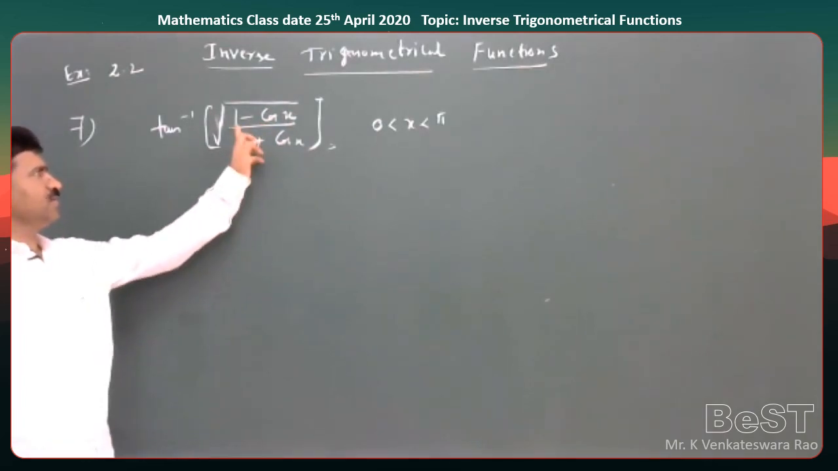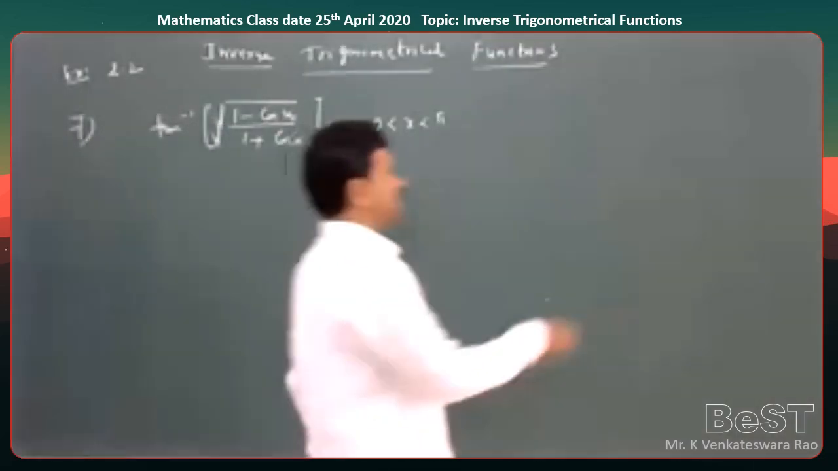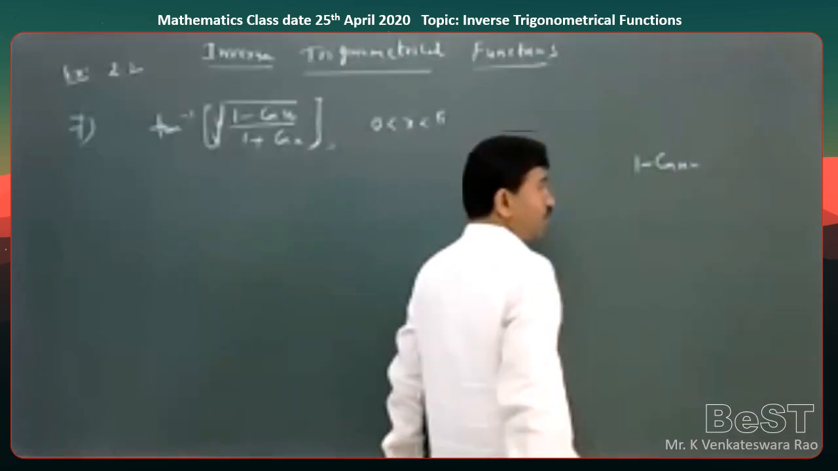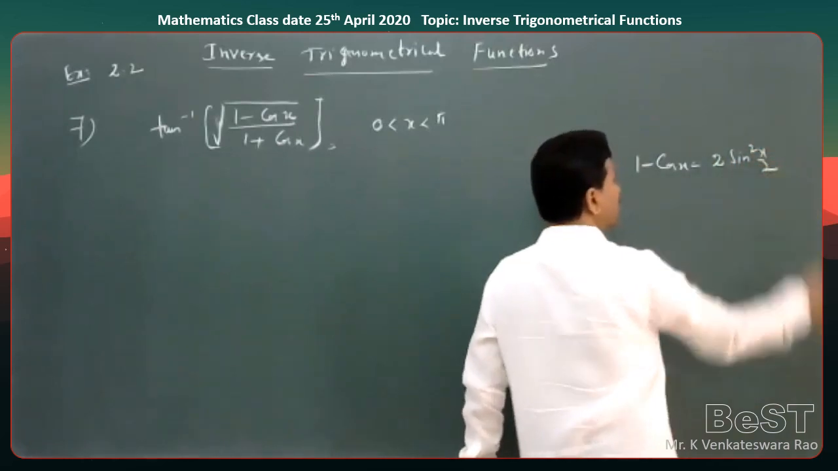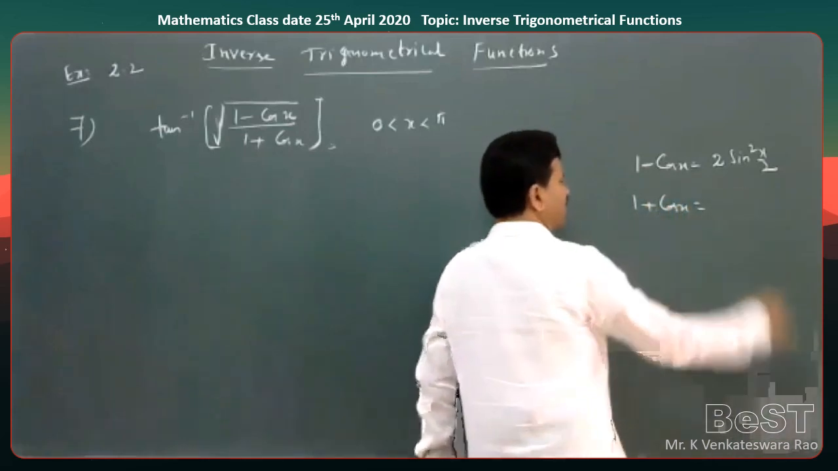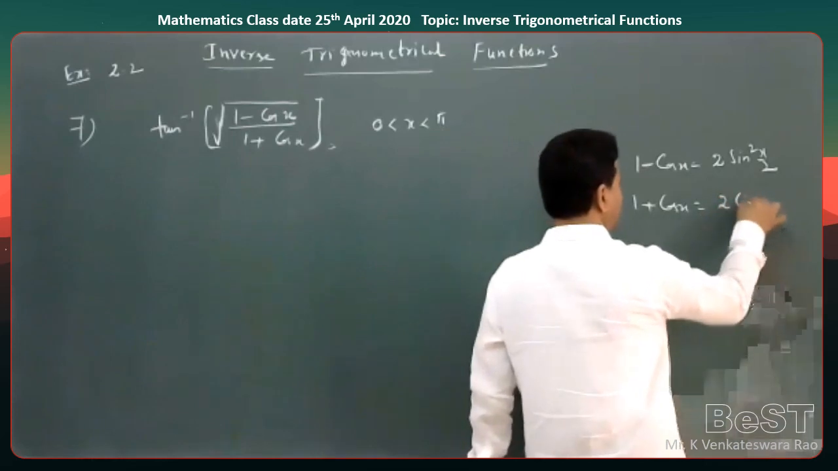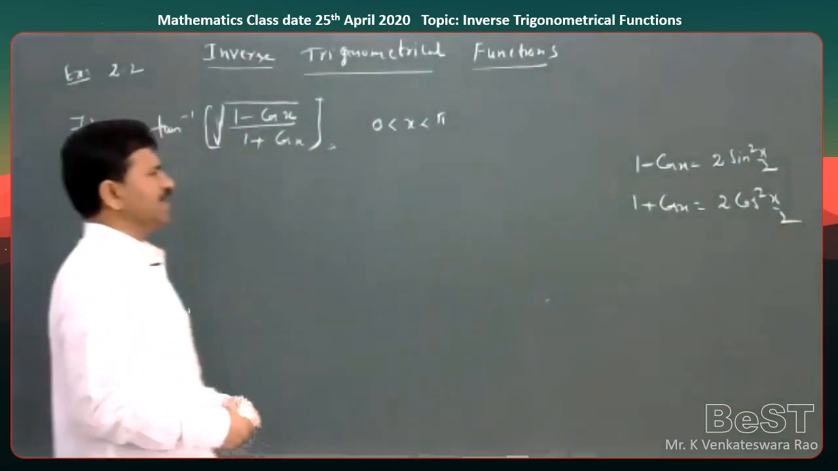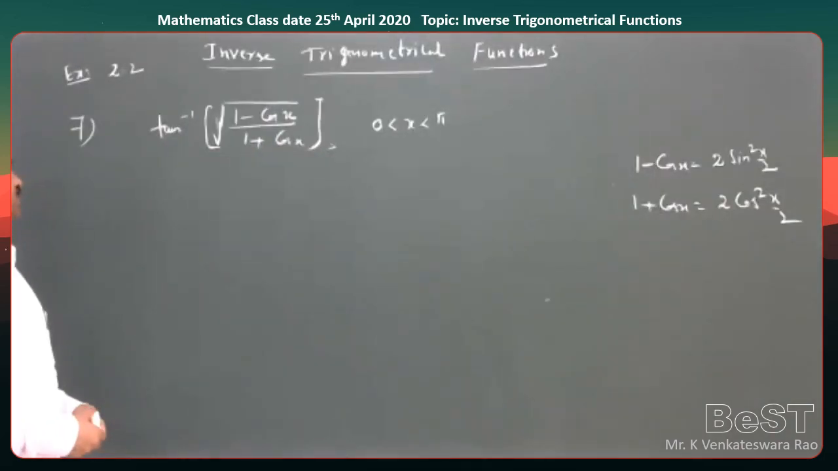Immediately remind yourself of the half-angle formulas. What is the 1 minus cos x formula? It is 2 sine square x by 2. And the 1 plus cos x formula is 2 cos square x by 2. Just applying the formulas, you will get the simplification.